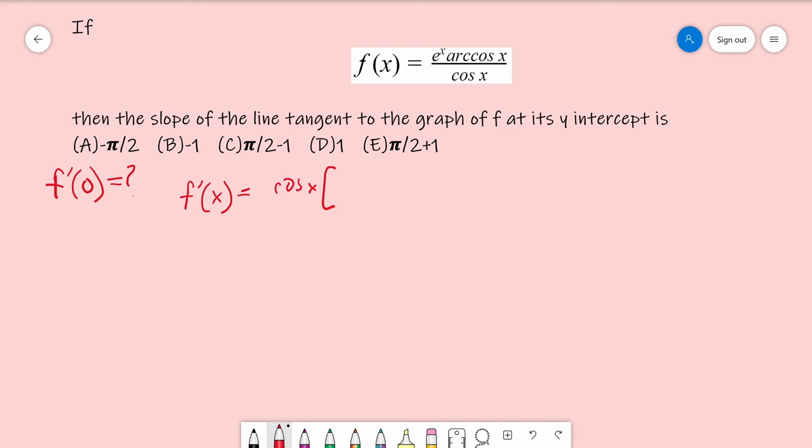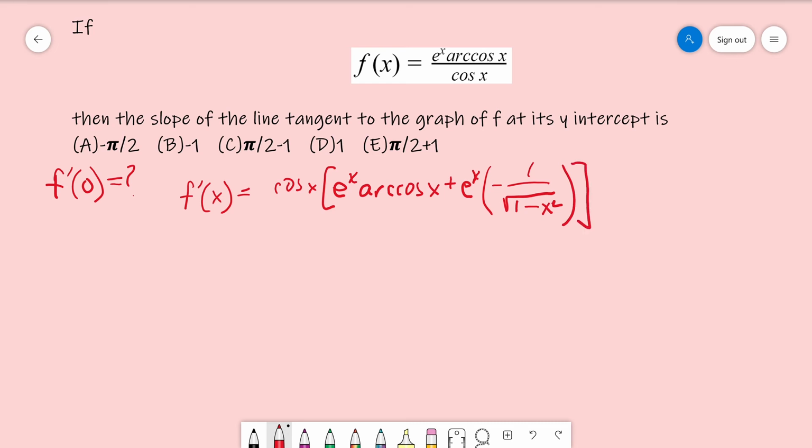So the derivative of e to the x is e to the x times arc cosine x, plus e to the x times the derivative of arc cosine x, which is negative 1 over square root of 1 minus x squared.